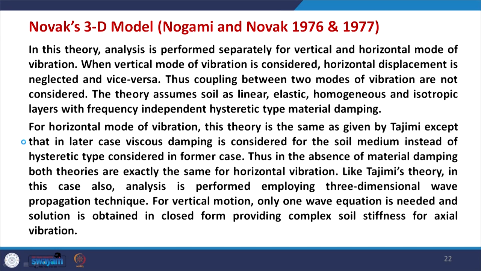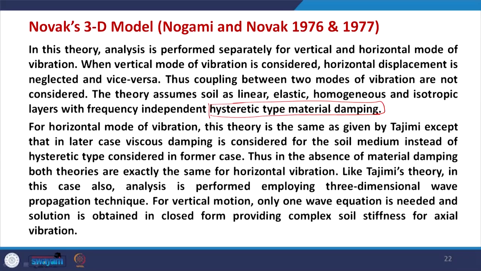The theory assumes soil as linear, elastic, homogeneous and isotropic layers with frequency independent hysteretic type material damping. So naturally the question may arise, what is the difference, because both modes of vibration are considered separately? Even for the horizontal mode of vibration, there is one basic difference between Seismic and this theory: Novak considered hysteretic type material damping, which is more applicable for soil. So this is important. The type of damping is different, and the damping considered by Nogami and Novak is hysteretic damping, not the viscous damping as considered by Seismic.